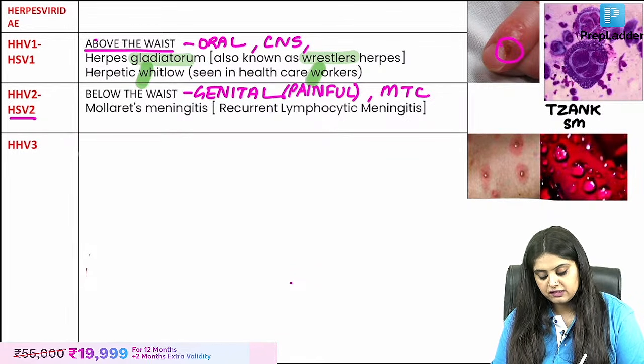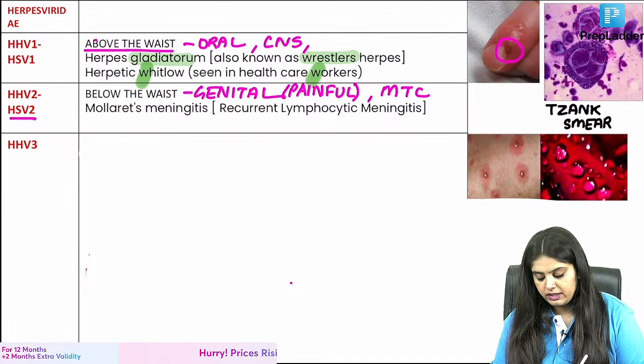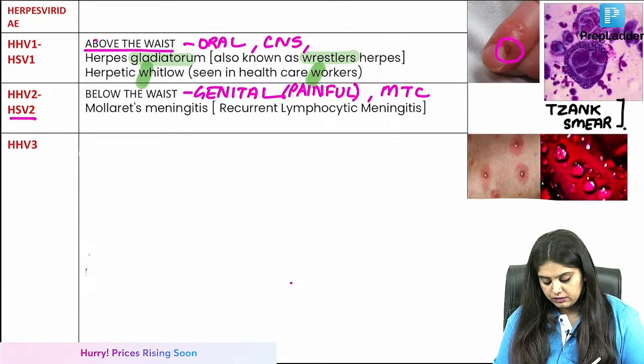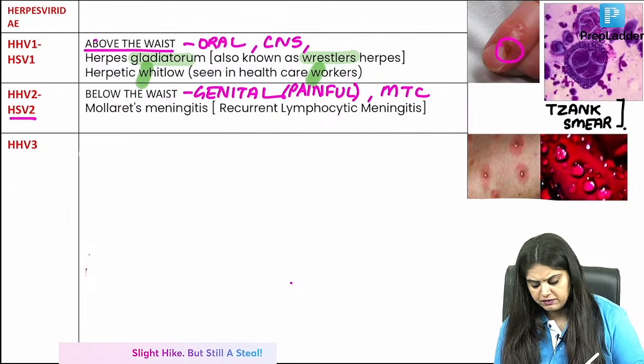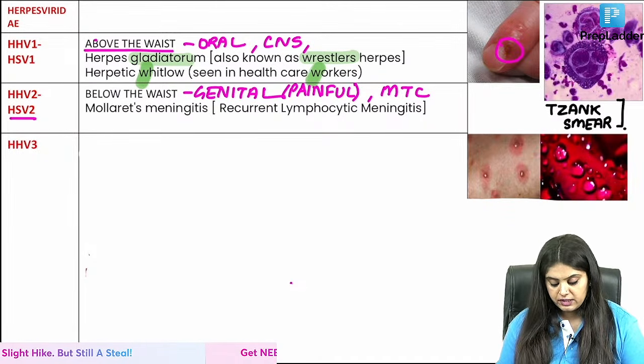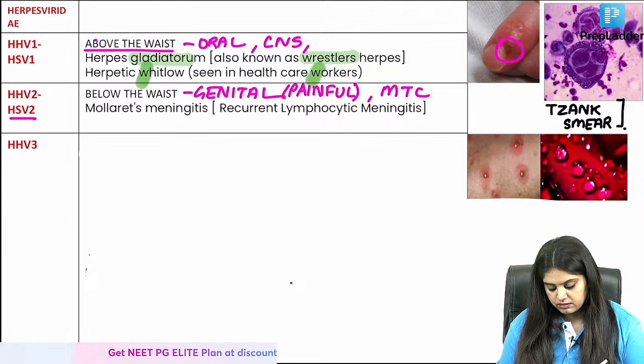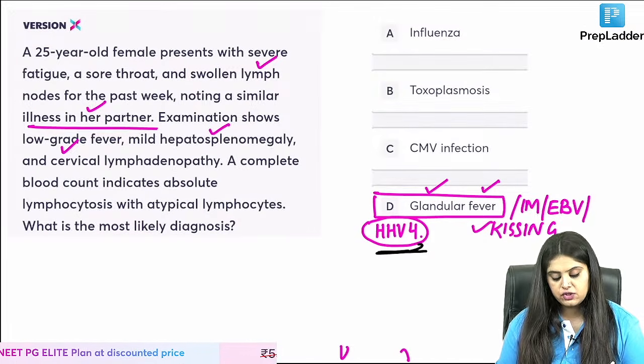Okay, whether it is HSV1 or HSV2, the smear that we always take is known as the Tzanck smear. Sorry, I have a question. Someone says EBV is also known as HSV4, HHV4. Did I mention something like that? Did I just write HH? No, I've written HHV only.